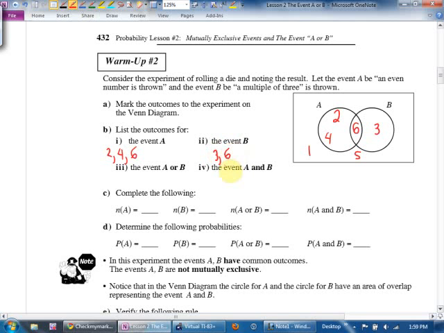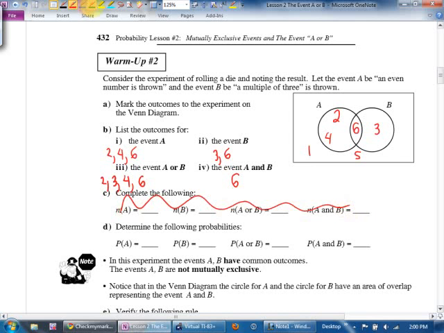The event A or B: 2, 3, 4, or 6, one or the other, or both. You don't write the 6 twice, though, even though it appears in both. What's the event A and B? 6. Once again, we're going to skip C. We're going to see if we can go right down to D.